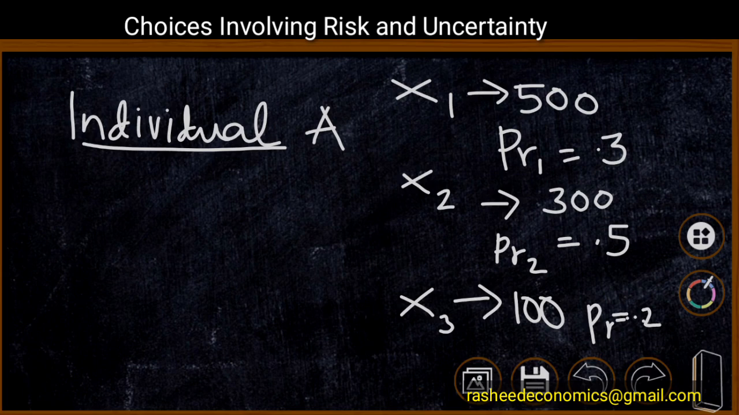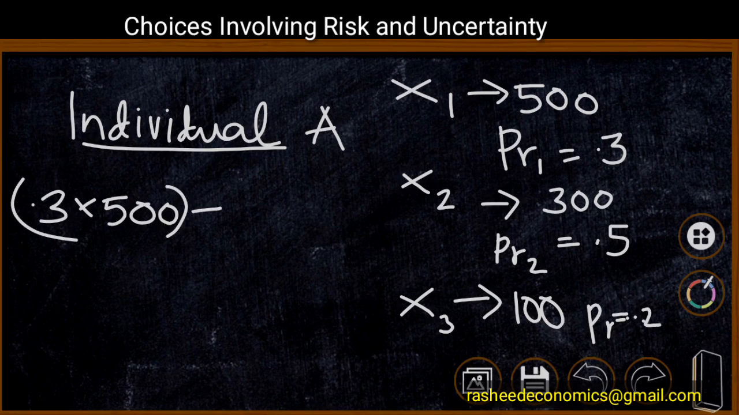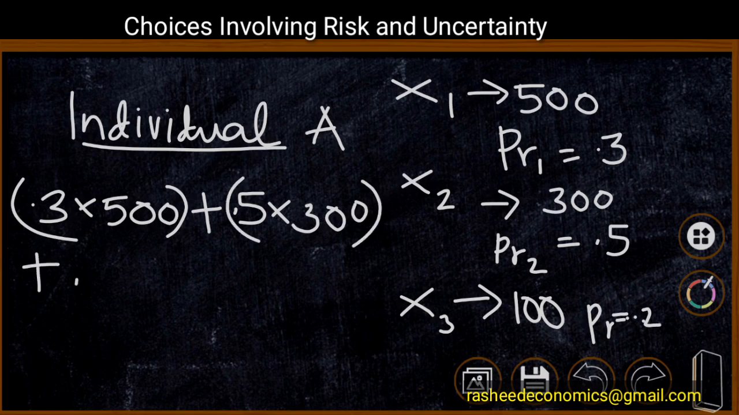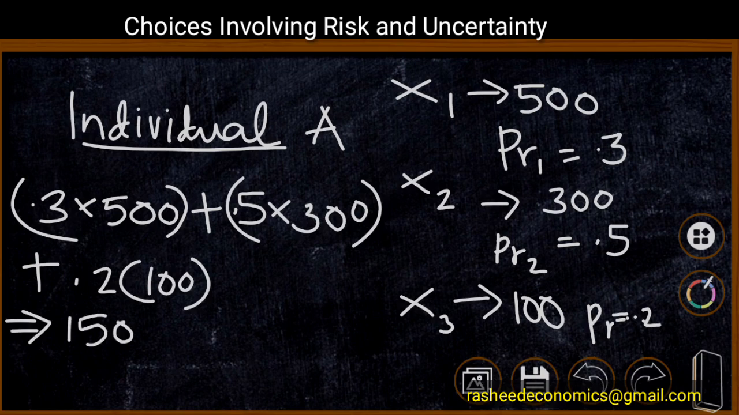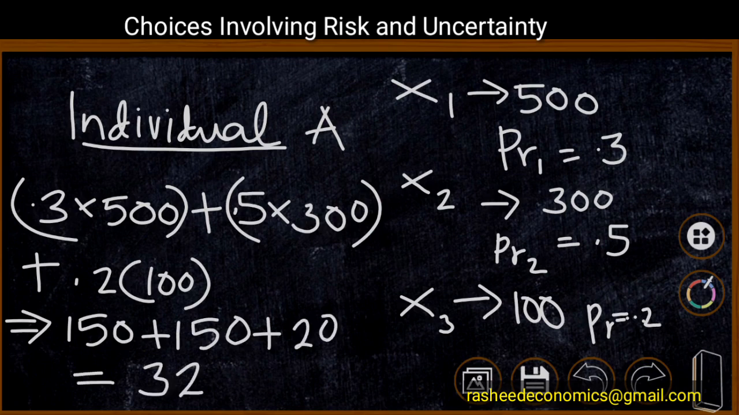Here we can calculate expected value as 0.3 into 500, that is the probability times the payoff amount associated with the first outcome X1, plus probability of the second event 0.5 into payoff 300 plus 0.2 into 100, that is equal to 150 plus 150 plus 20, that is equal to 320. Here the expected value is 320 rupees.